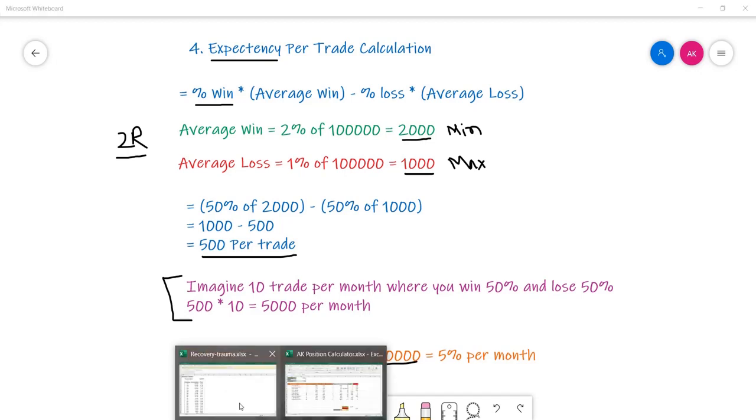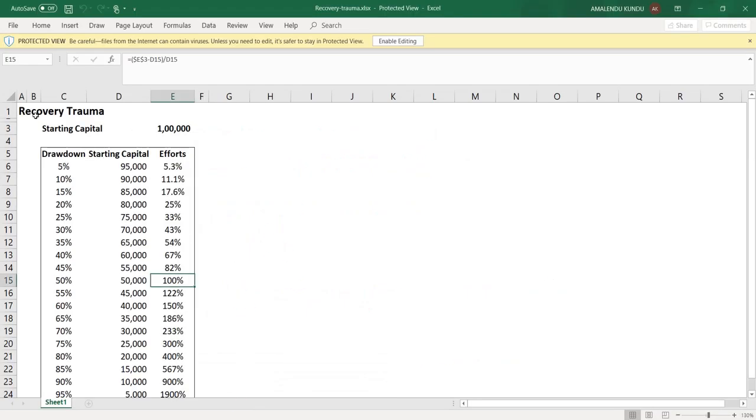So one thing that you should know, why we are talking about this, is that this is called a recovery trauma. Okay, so if you make a 5% loss of your capital, let's say 100,000, your capital becomes 95,000, and to bring that capital back to the original one, you need to make a profit of 5.3%. Similarly, if you make a loss of 10%, your capital now becomes 90,000. So you need to make 11.1% profit on 90,000 rupees to bring your capital back to 100,000.